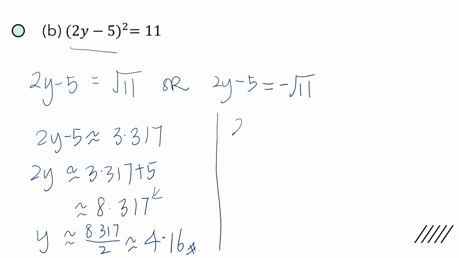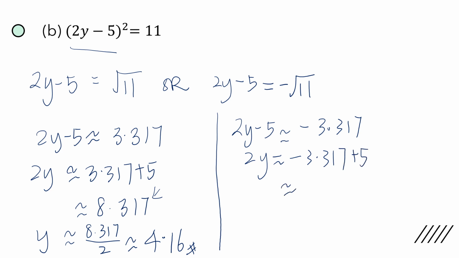So the second answer will be negative 3.317. So 2y will be negative 3.317 plus 5, and that gives you 1.683. So to find the values of y, you just divide it by 2, and the answer you get will be 0.842.